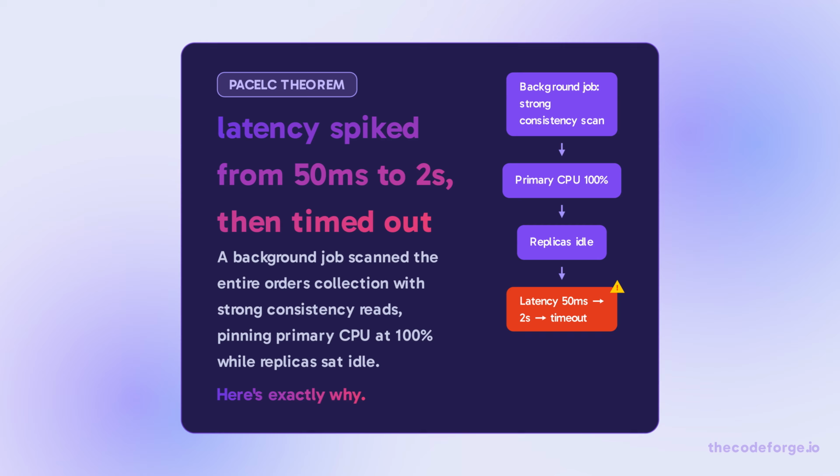A background job scanned the entire orders collection with strongly consistent reads, pinning the primary CPU at 100% while replicas sat idle. Latency spiked from 50 ms to 2 seconds, then timed out.